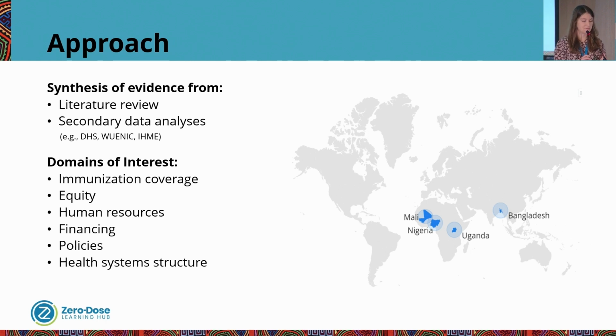And in order to estimate vaccination coverage, we conducted secondary data analyses of data from a number of sources that included the DHS, WUENIC data, and IHME data as well.